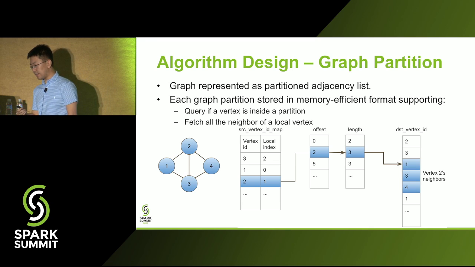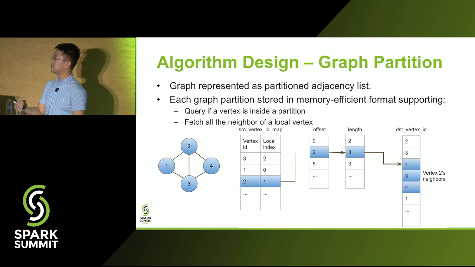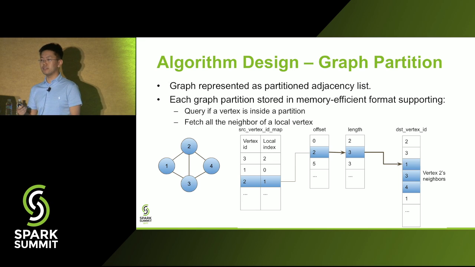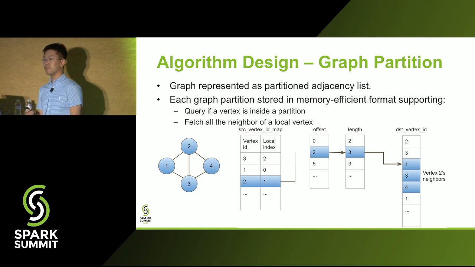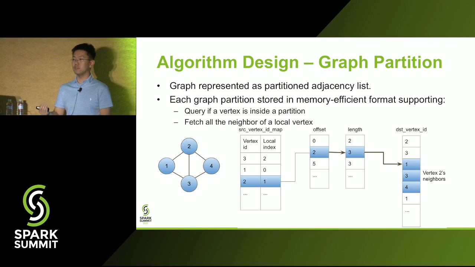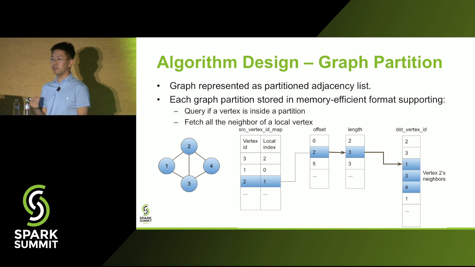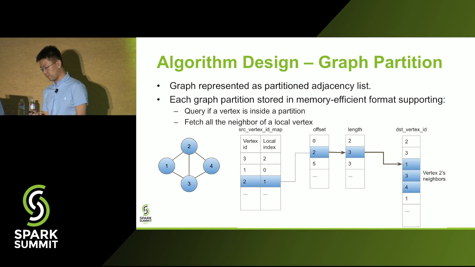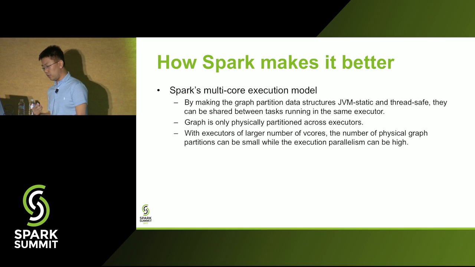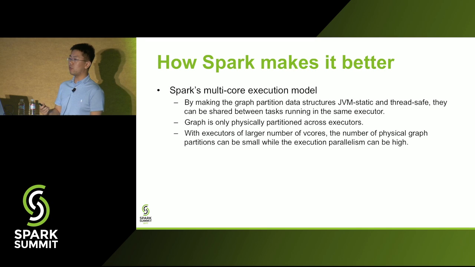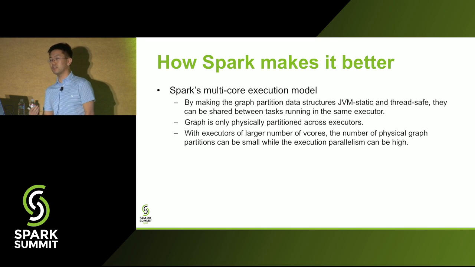So this custom data structure supports the operations of both fetching the list of neighbors for a given vertex, as well as checking whether a vertex is within a local partition, very efficiently. In addition, since it stores data in a very memory efficient format, this custom data structure also incurs a very small memory footprint. When implementing it, we also noticed that Spark's multi-core computation model could actually make this even better.